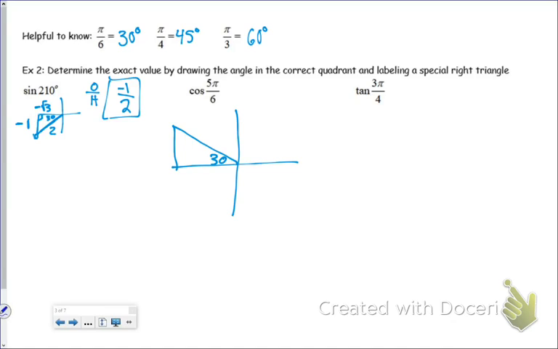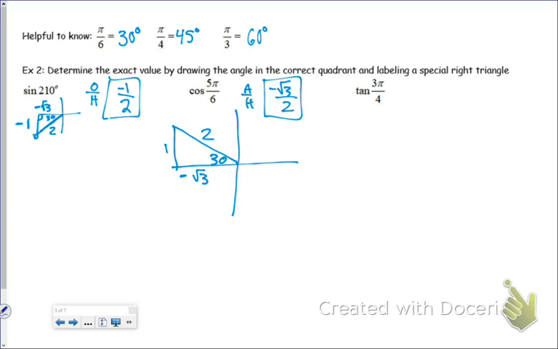So make sure if you draw this, we draw it connected to the x-axis. So now on my 30, 60, 90, across from 30 is 1, across from 60 is root 3, and across from 90 is 2. Based on which quadrant this is, that root 3 should be negative because it's going in the negative x direction. The 1 can stay positive because if I were to plot that, I would be going up in the positive direction. So now based off this picture, I'm going to find the cosine ratio, which is the adjacent over hypotenuse, which is negative root 3 over 2.